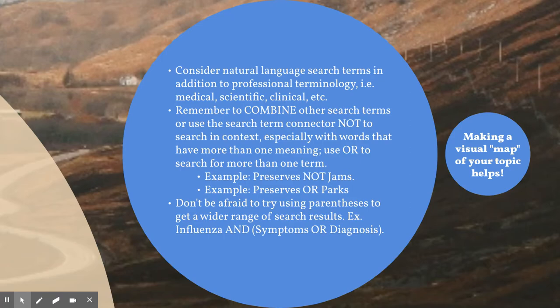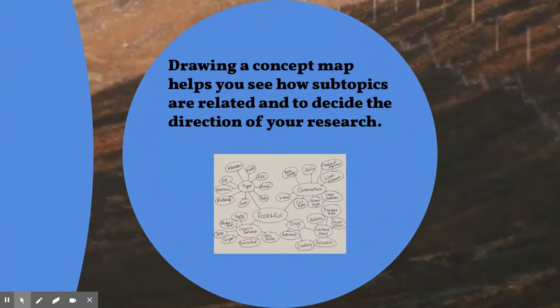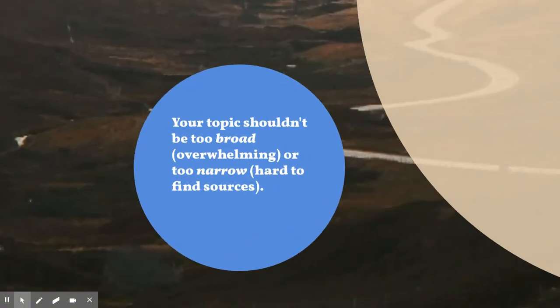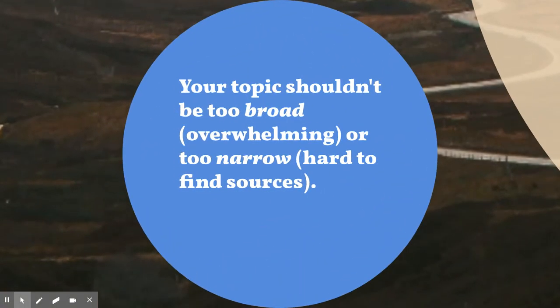Making a visual map of your topic helps. Drawing a concept map helps you see how subtopics are related and how to decide the direction of your research. Your topic shouldn't be too broad, which can be overwhelming, or too narrow, which can be hard to find sources.